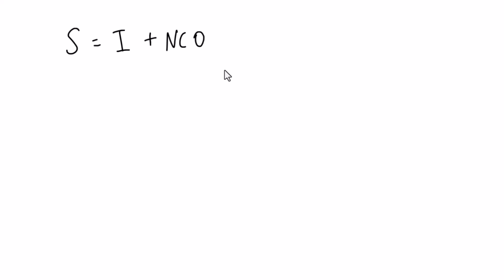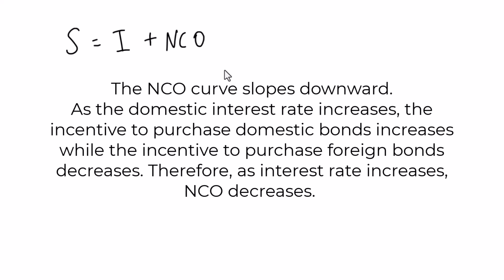We've already established that the investment curve is downward sloping, but now we're going to think about the net capital outflow. Net capital outflow is also downward sloping. The reason for this is that as US interest rates increase, the incentive to buy US bonds also increases. That's going to decrease the incentive to buy foreign bonds. So as R goes up, more people are buying US bonds and fewer people are buying foreign bonds, which decreases the US NCO. On the other hand, as US-based interest rates go down, there is a higher incentive to purchase foreign bonds instead, which will increase the NCO.